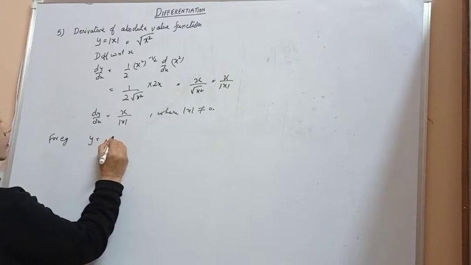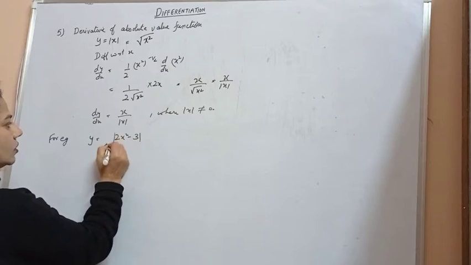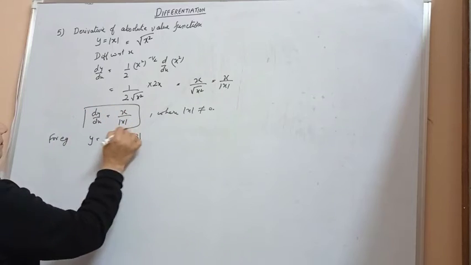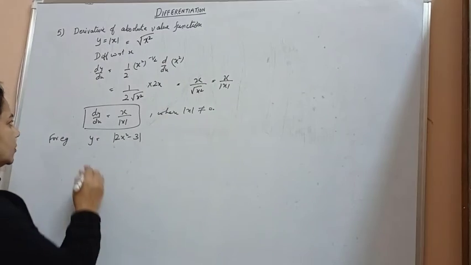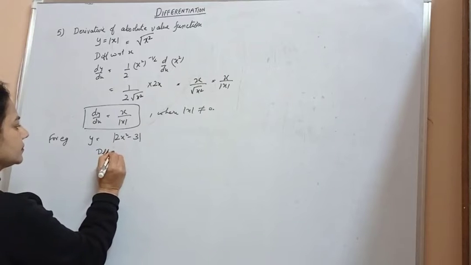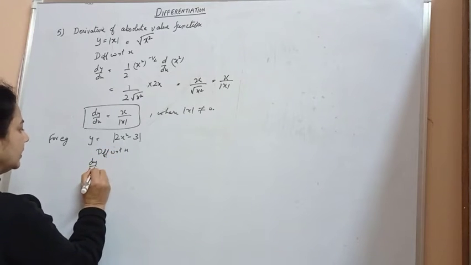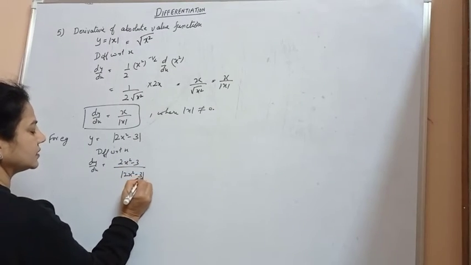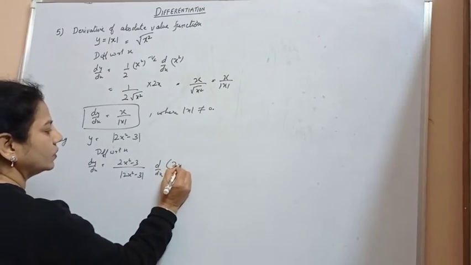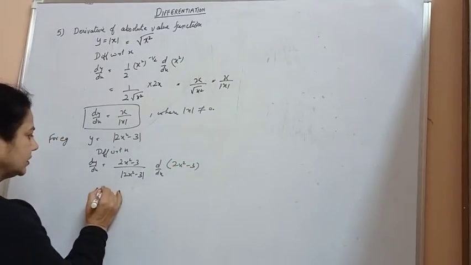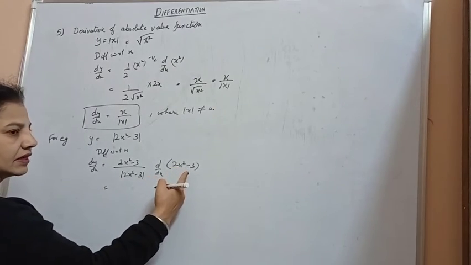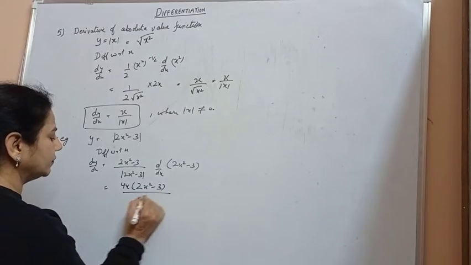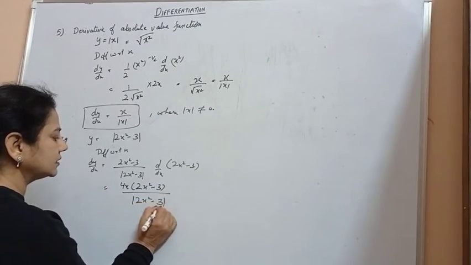For example, y is equal to modulus 2x square minus 3. By this definition, we can use this result as it is. Differentiating with respect to x, we have dy by dx is equal to 2x square minus 3 upon modulus 2x square minus 3, into the derivative of 2x square minus 3, which is 4x. So I will write 4x times 2x square minus 3 divided by modulus 2x square minus 3.